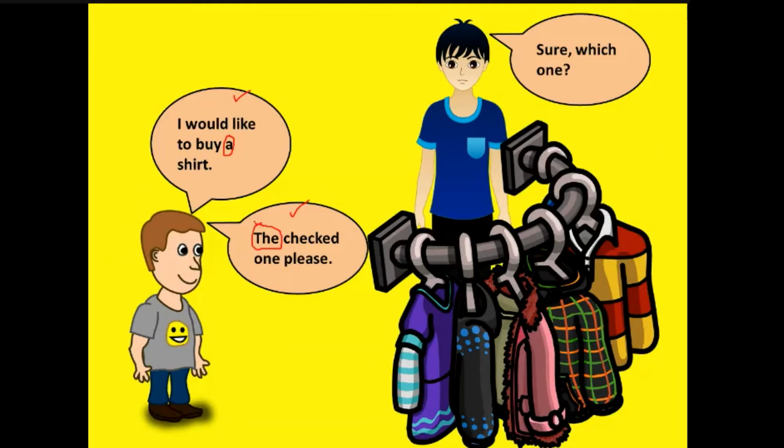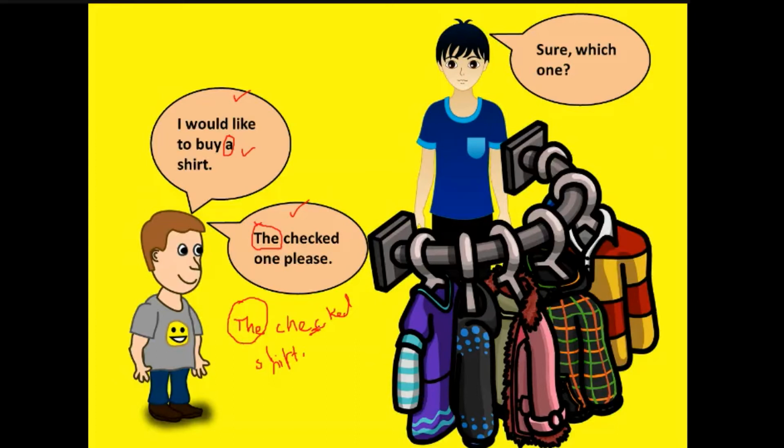Now, something more that I would like to tell you is that we do use an article before a noun. However, if you are describing a particular noun, for example, if you're saying the checked shirt, the article in that case would be used before the describing word or before the adjective. For example, if I'm writing the checked shirt, in this case, the article would be placed in front of the describing word.